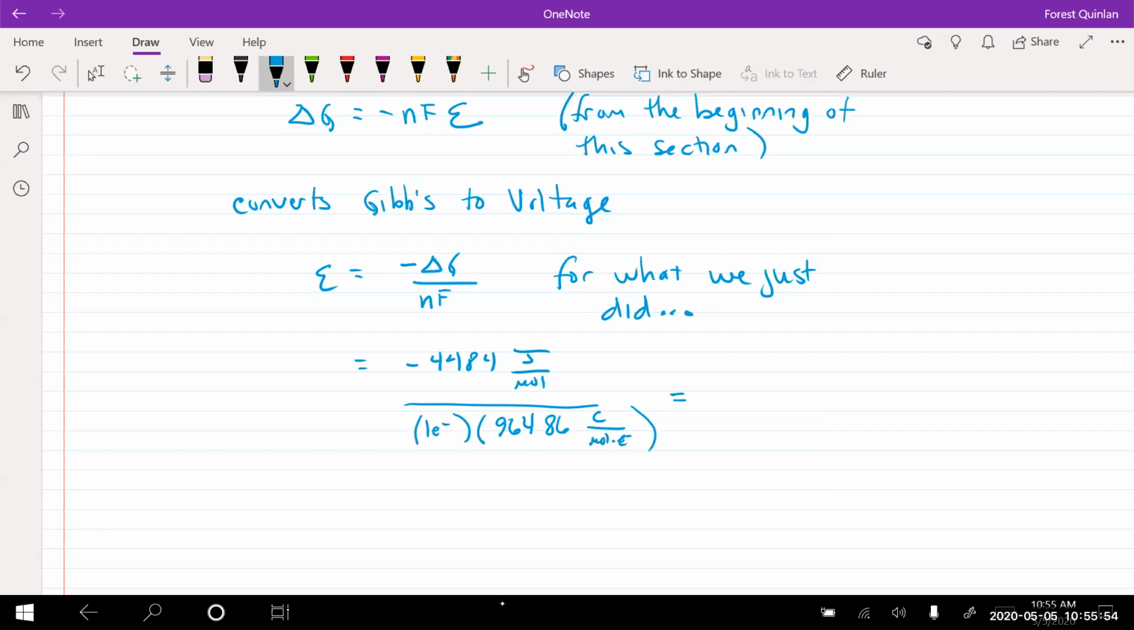Dallas, can you get me that number? Negative 0.0465. Oh, sorry, we had a negative of a negative, so 0.0465. Okay. If you're diluting from 6 molar to 1 molar, you get basically 0.05 volts.